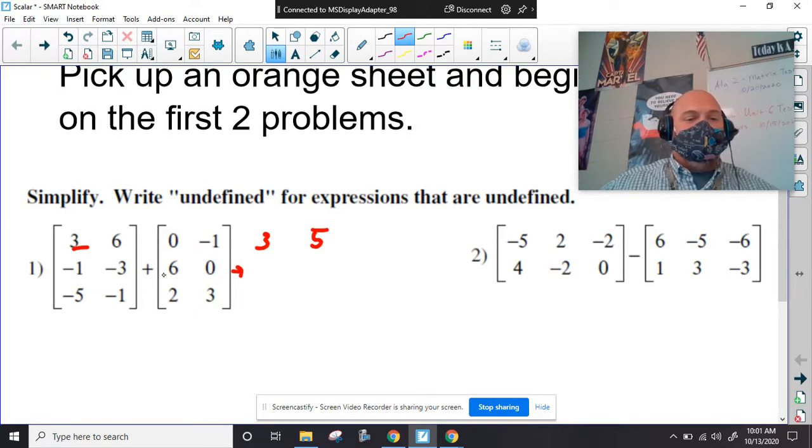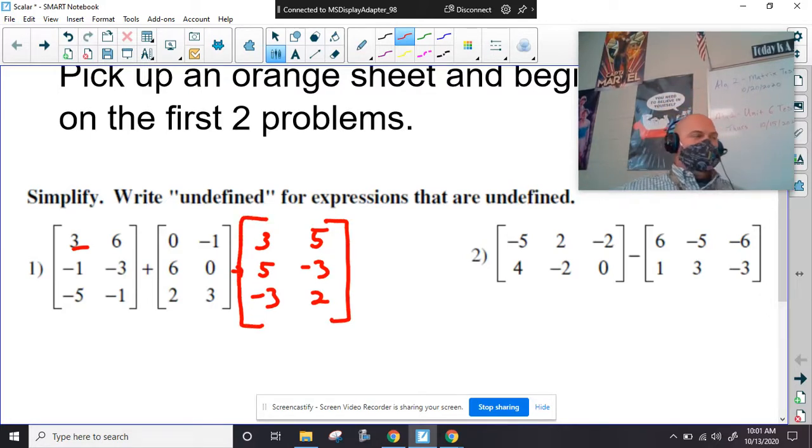Okay. -1 and 6, you get 5. -3 and 0, you get -3. -3, and then this is 2. Okay. So that's your answer for that. I know it says adding. Yeah, we're adding the two matrices, but then the rules change from each spot to each spot because sometimes you're adding, sometimes you're subtracting. It's 6 of one and a half dozen of another. Okay.